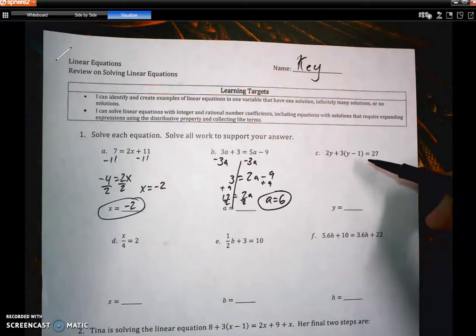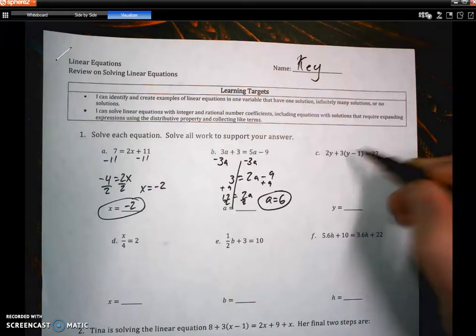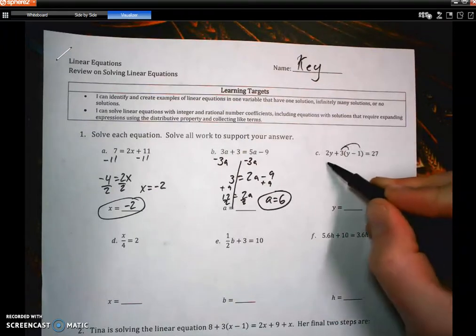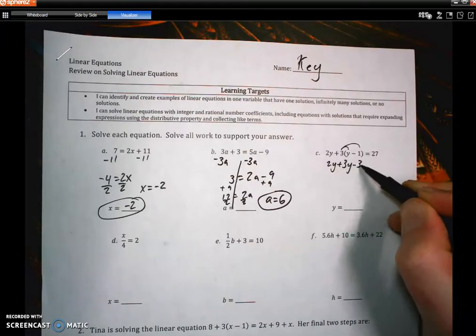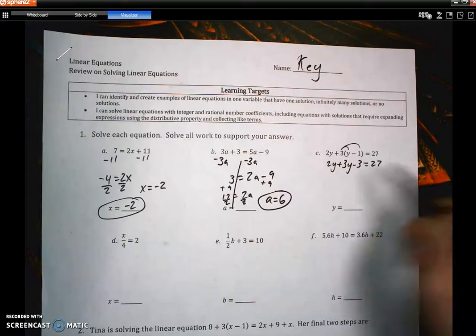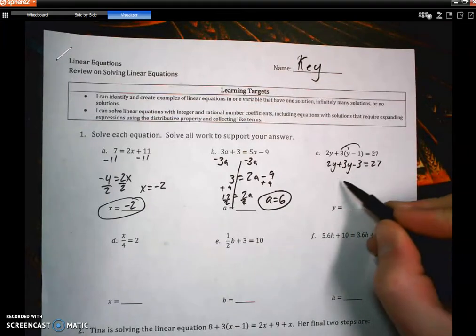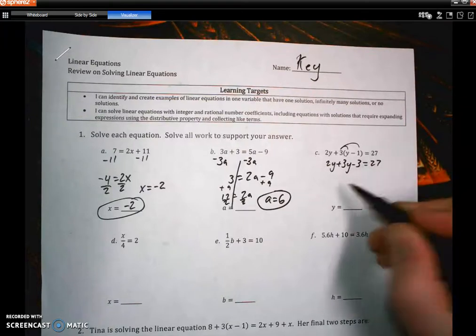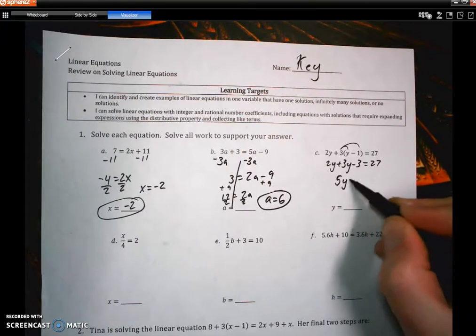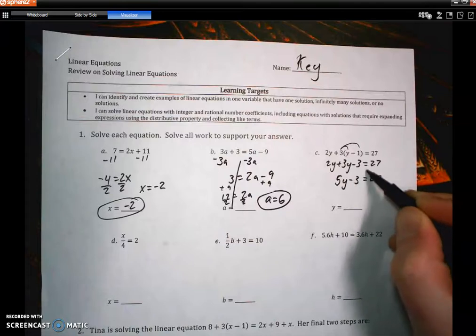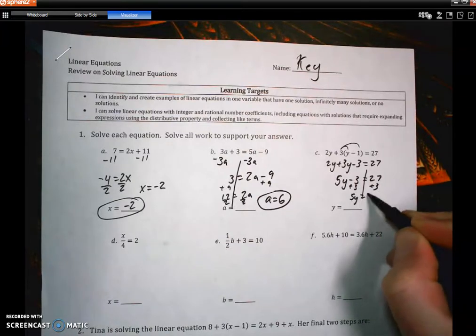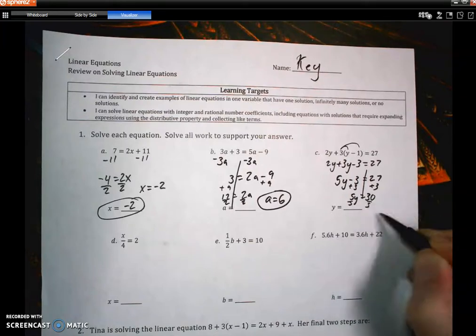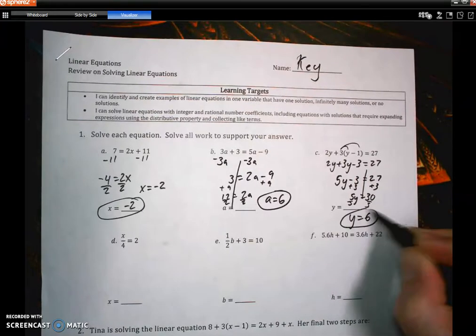Letter C is wanting you to use parentheses first and then solve it. So you got to distribute. So this becomes 2y plus 3y minus 3, because 3 times negative 1 is negative 3 equals 27. Combine like terms, 2y and 3y becomes 5y. And if you don't like the letter y or a, you can make them x's. 5y minus 3 equals 27. I'm going to kind of draw that line. Add 3. 5y equals 30. 30 divided by 5, you're going to get y equals 6 on this one.